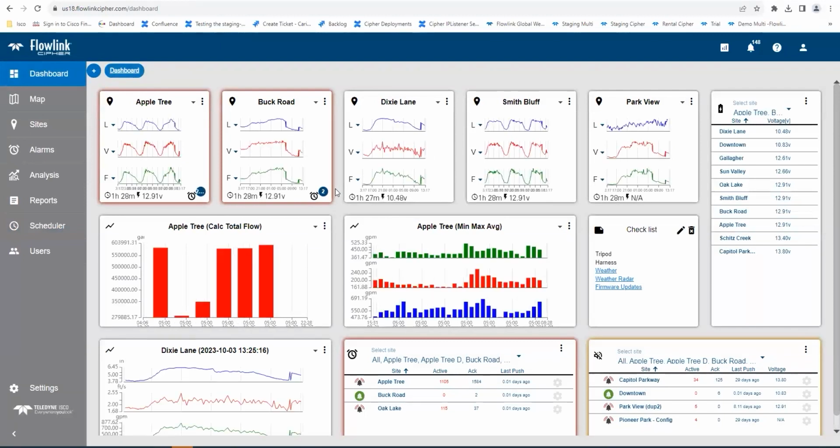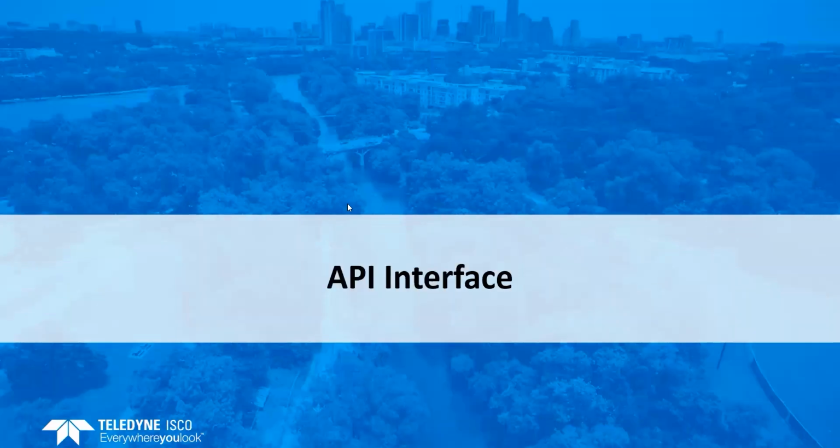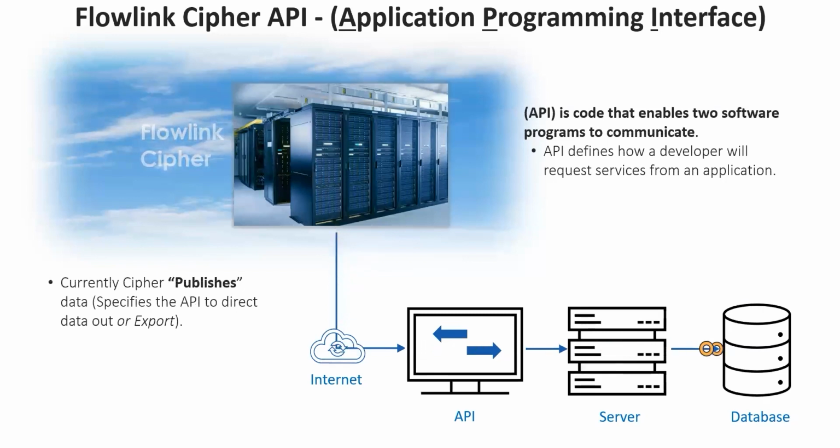Next, I want to talk briefly about the API interface, which is part of Cipher. What the API does, it stands for Application Program Interface. And what it is, it's code written between two software programs. What it allows is for the data inside of Cipher to be taken out and put into another third-party database.